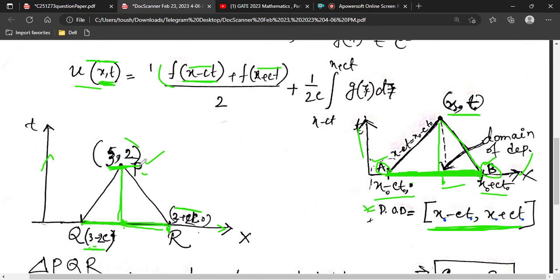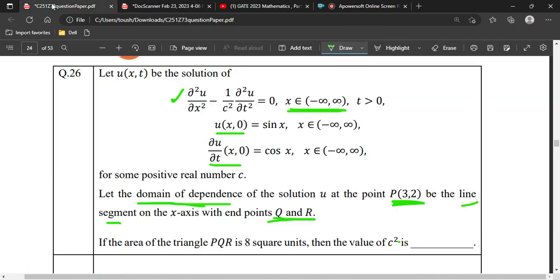So now it is your triangle PQR. This line is passing through the point 3 comma 2 and meeting at the x-axis. Now if this is your triangle, can you tell me what is the area of the triangle? They have already given that the area of the triangle is 8 square.